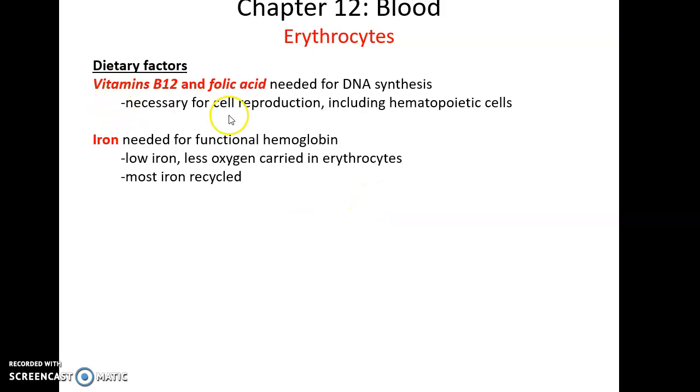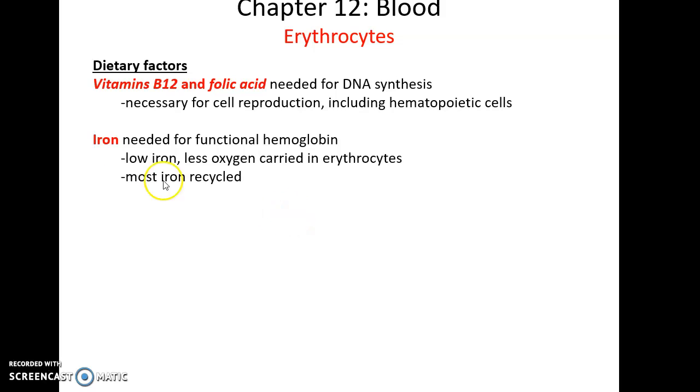All right, dietary factors that can help with red blood cells: vitamins B12 and folic acid. These vitamins are important for DNA synthesis, and since at first the pre-red blood cells possess nuclei, you need adequate levels of vitamins B12 and folic acid to get proper cell division to produce the red blood cells.